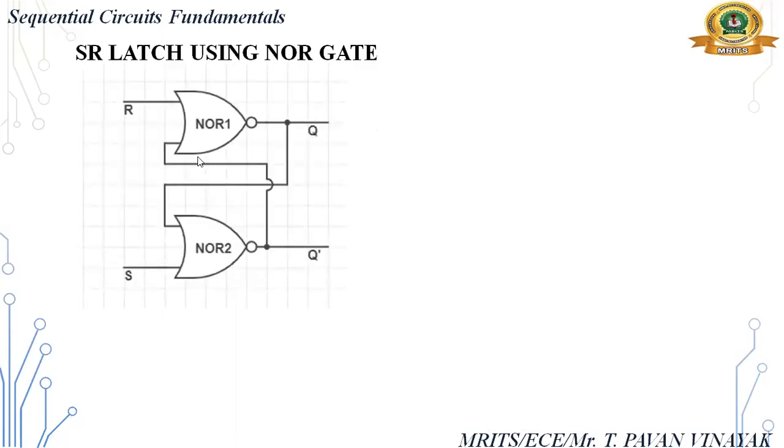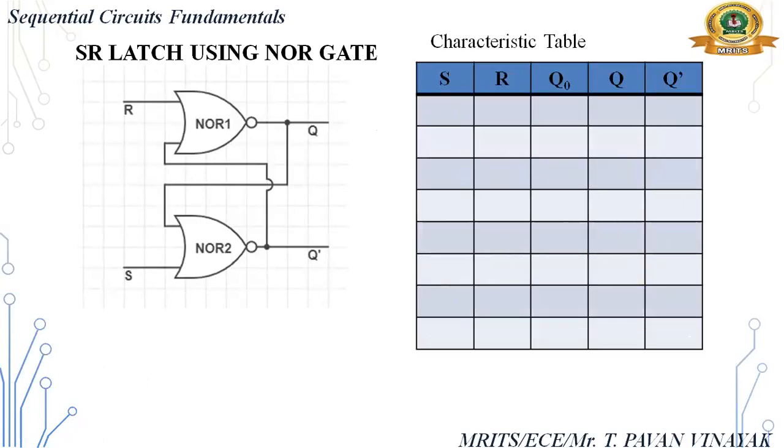Now I want to see the working of the 0, 0 condition. So this is the truth table. First, I am taking S is equal to 0, R is equal to 1.